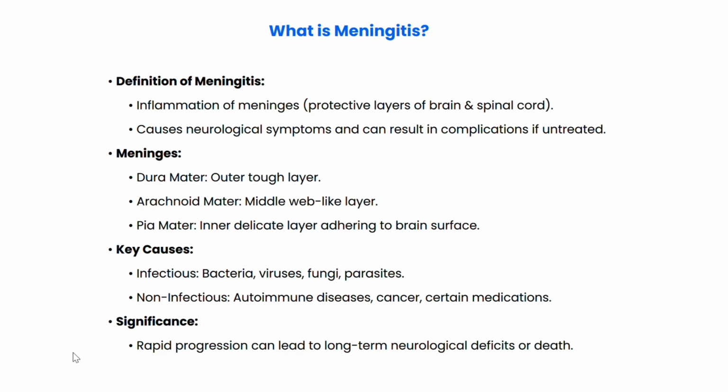So, what exactly is meningitis? To understand this, let's first get familiar with the meninges. The meninges are three protective layers: the dura mater, arachnoid mater, and pia mater, that cover the brain and spinal cord. Meningitis occurs when these layers become inflamed due to various causes, including infections by bacteria, viruses, fungi, or even non-infectious conditions like autoimmune diseases.